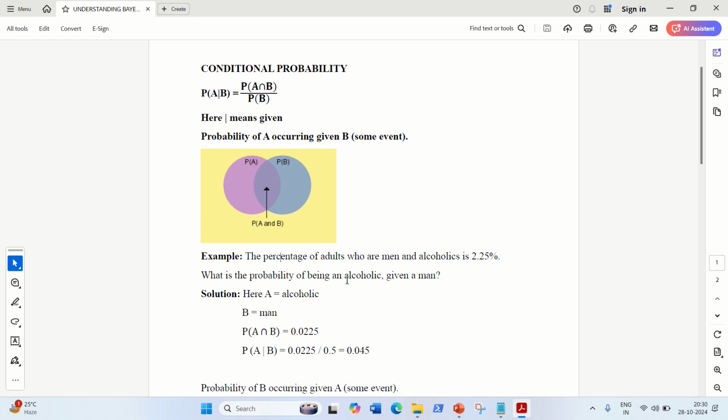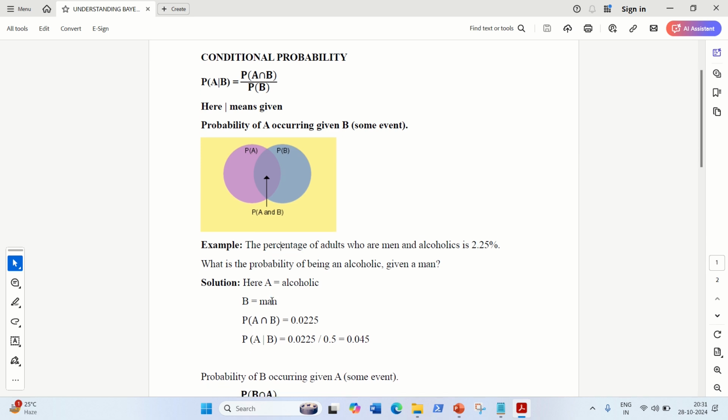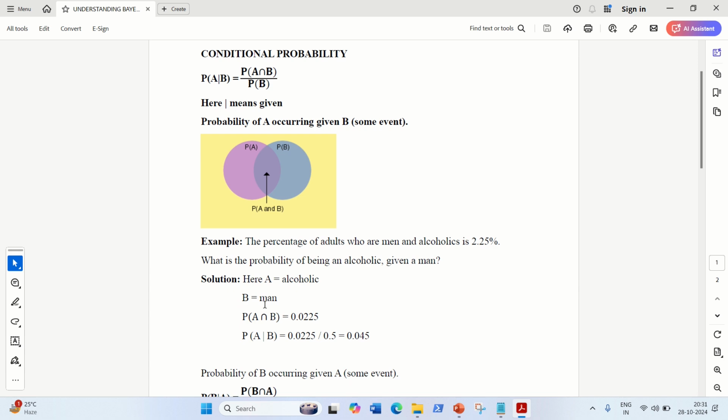So what is the probability of being an alcoholic given a man? Given means the vertical bar. In this case, we can find it with the help of this formula, where A equals alcoholic and B equals man. We are given P of A intersection B, which is 0.0225. The probability of a man, let's suppose, is 50%. So we can easily find this: 0.0225 divided by 0.5 is 0.045. This is how we can find the conditional probability, which will further be used in the Bayes theorem. That's the reason I first explained the meaning of conditional probability.